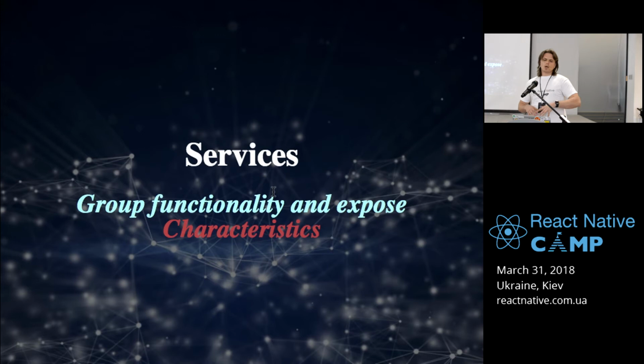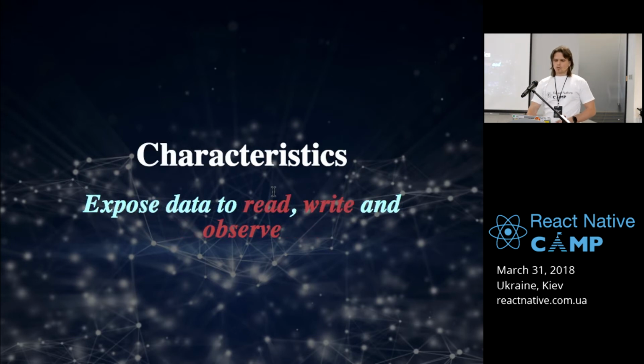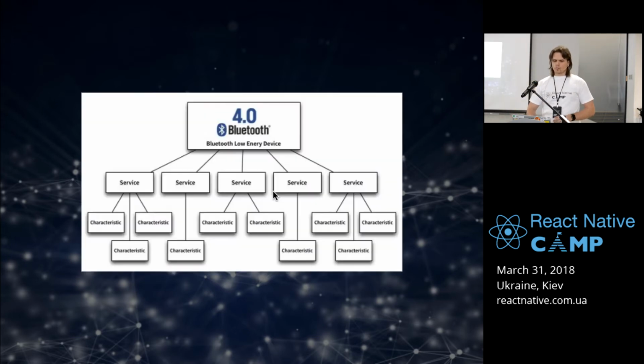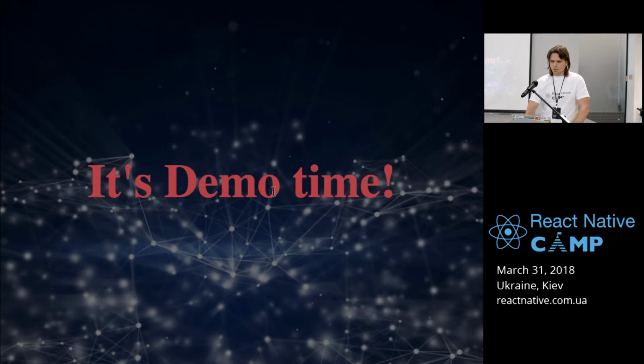So services are used for grouping functionality and expose characteristics. You can treat services like utility modules, and characteristics like actual variables you write, read, and can also subscribe to. So the characteristics expose data to read, write, and observe. It looks like this. You have Bluetooth, you have a bunch of services, lots of characteristics. You can read, write, get notifications, subscribe to some characteristics, and stuff like that. And yeah, again, demo.